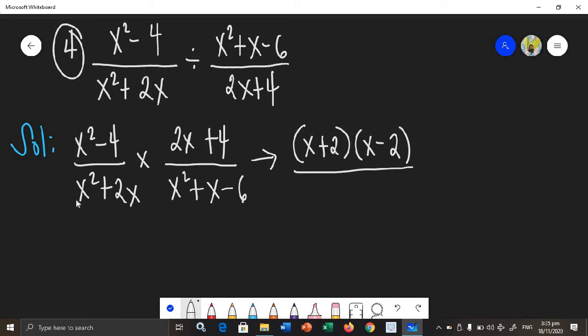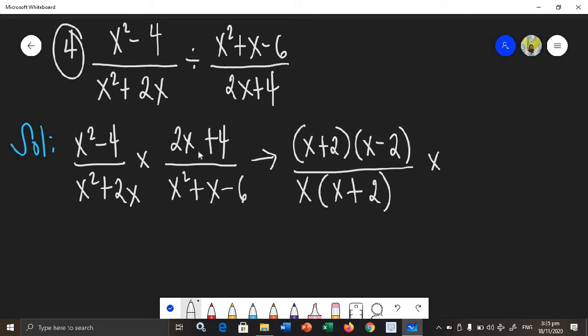And then this one, we factor by getting the common factor of x squared and 2x, which is x, and then divide the terms by the common factor. So x squared divided by x, the answer is x. Copy the sign, plus 2x divided by x, the answer is 2.